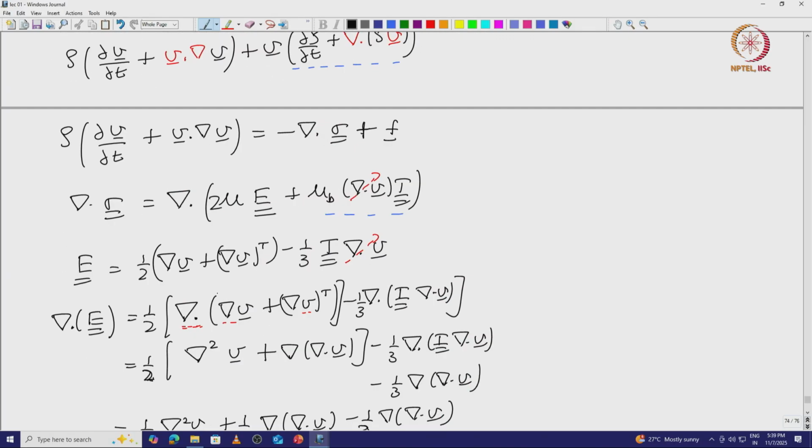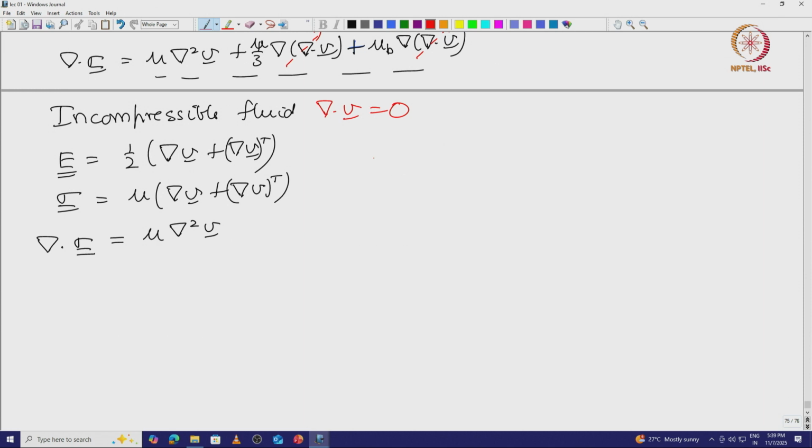So, from this equation, we have simplified the right hand side now, and the equation becomes rho into partial V by partial T plus V dot grad V. Note that the dot product is between V and the gradient, and the free index is the velocity, on the right side, is equal to minus the gradient of the pressure, isotropic part, plus mu del square V plus F. So, this is the Navier-Stokes momentum conservation equation.